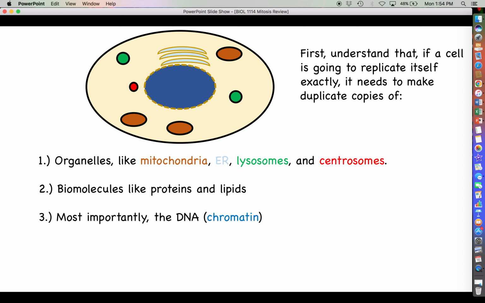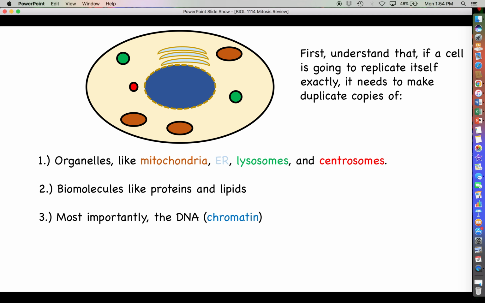So that means organelles like mitochondria, endoplasmic reticula, lysosomes, and centrosomes. You need extra biomolecules like proteins and lipids and carbohydrates. And then most importantly, the most important thing that the cell needs to duplicate is the DNA, or the chromatin, which is there in blue, contained within the nucleus.